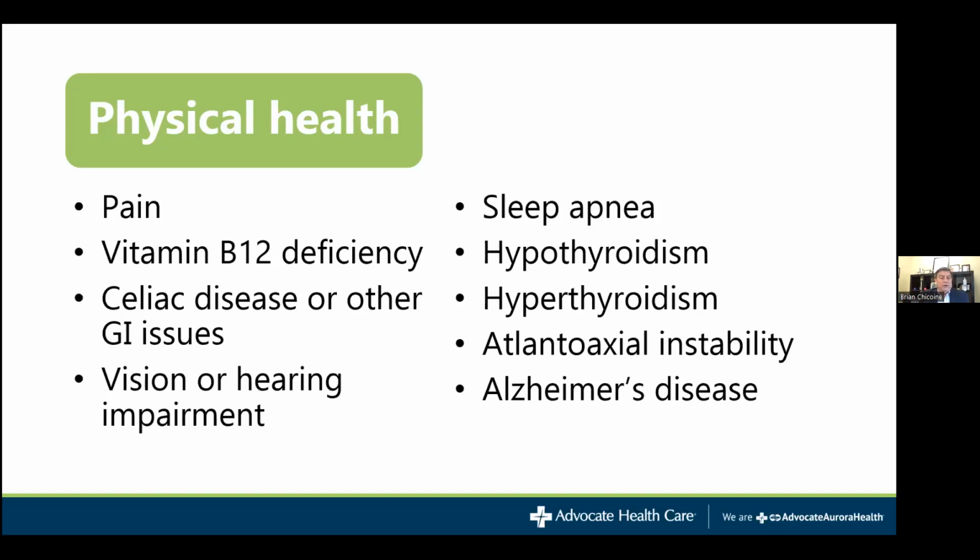Certainly vision or hearing impairment are very important. Again, these are problems that are probably significantly more common in people with Down syndrome, and the loss or decline of a sense can be very detrimental to someone's sense of well-being and contribute to a behavioral change. Sleep apnea is significantly more common in people with Down syndrome, and that can certainly result in behavioral or psychological change as well. Hypothyroidism, underactive thyroid, and hyperthyroidism, overactive thyroid, are both more common in people with Down syndrome, and both can contribute to changes in behavior.